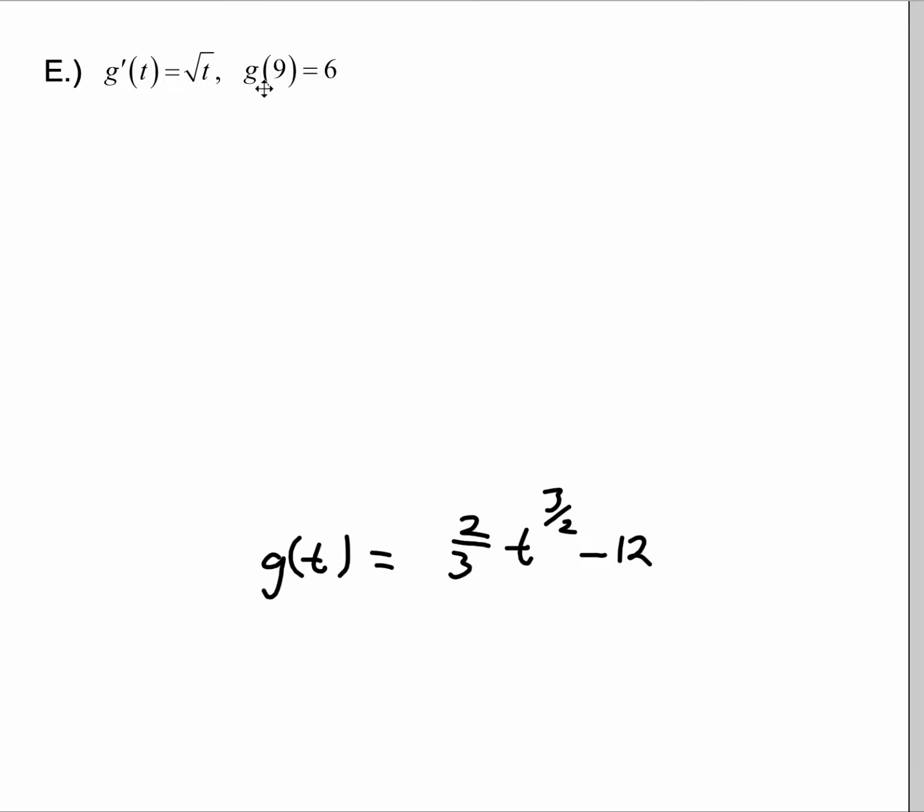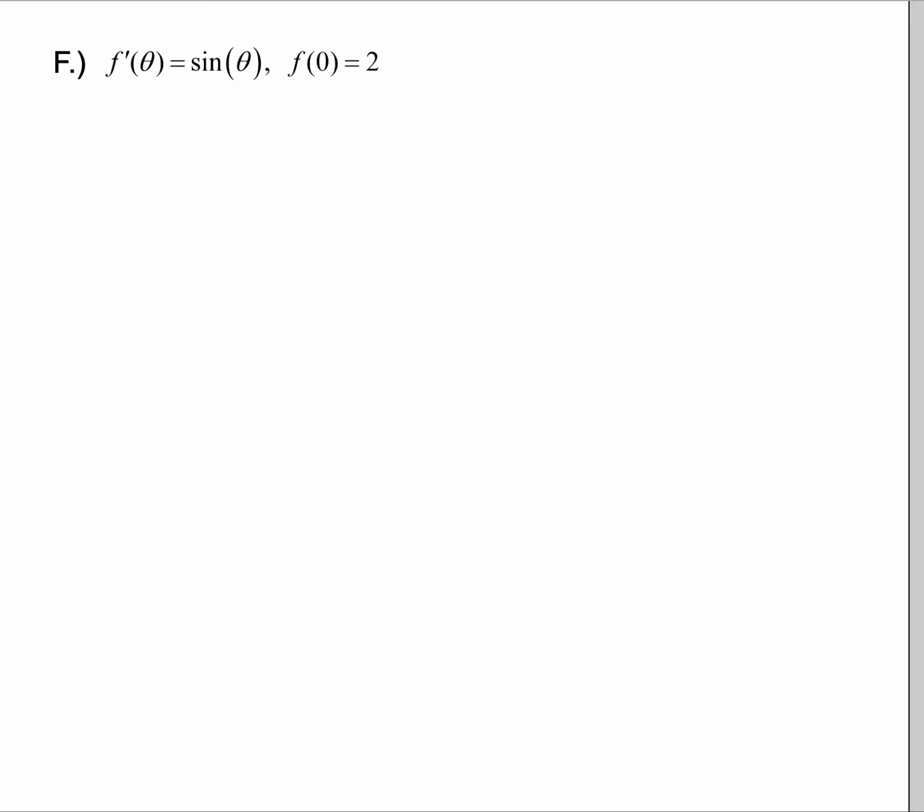and again, don't forget that we use this to get that value of c, right? Where this actually tells us, hey, we have the general rule for all of the family of functions that meet this, but the g of 9 is equal to 6 gives us that specific function translated 12 units down in this case. And then the final one, again, pause the video, try it out, and this is the function you should get.